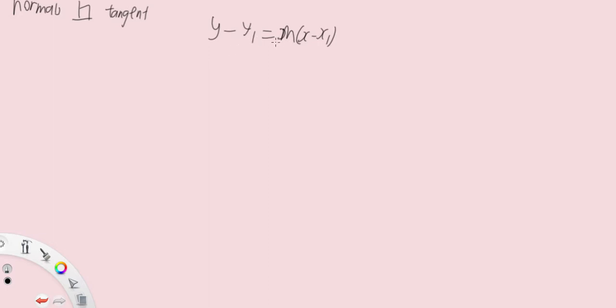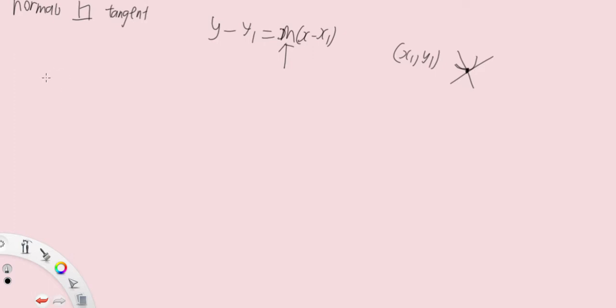The only thing different between the normal and the tangent is actually the gradient. The point x1 remains the same, right? That one is a given, because at this point, the tangent is at this point. You see these 3 points, they share the same point. And that's why the only thing that's different from finding the equation of a normal is the calculation of its gradient. And how do you relate the gradient of the tangent to the gradient of the normal?